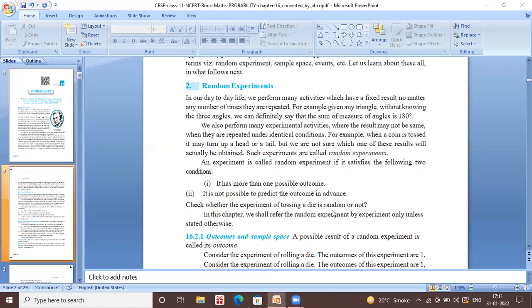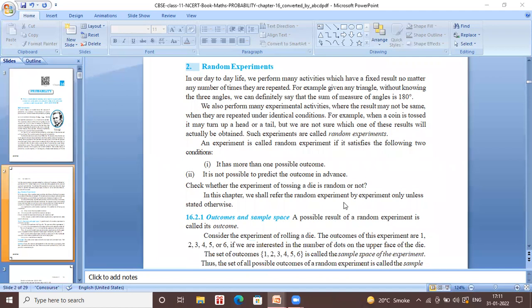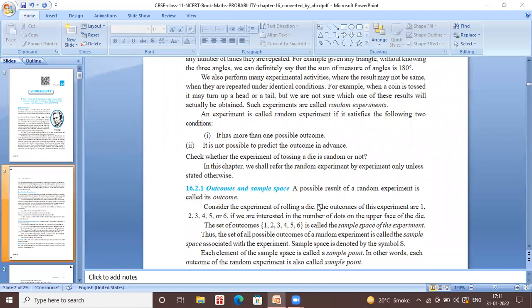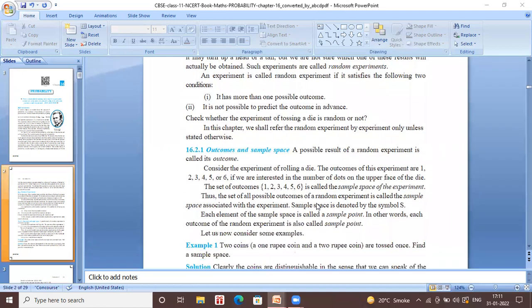So in this chapter, we shall refer to a random experiment as an experiment only, unless stated otherwise. The next term is outcomes. If a random experiment is there, then more than one possible outcome is there. Each possible result of a random experiment is called its outcome. Whatever the random experiment shows is called an outcome.